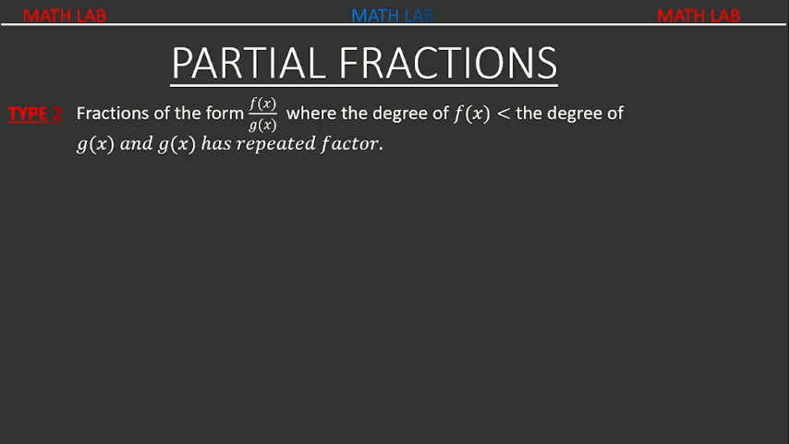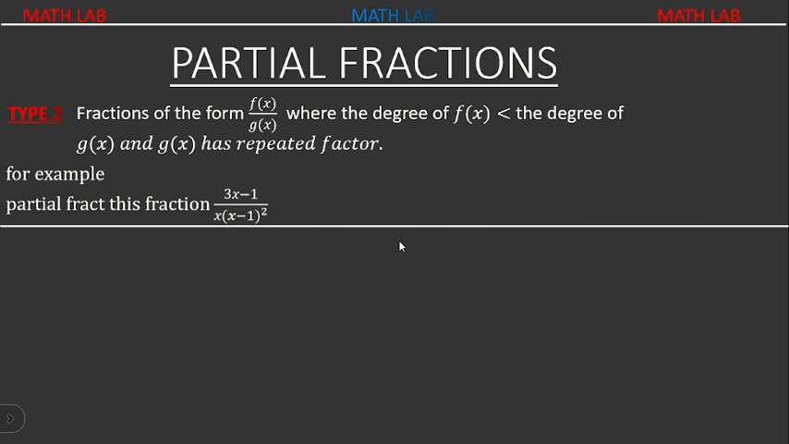Okay, and that g of x has a repeated factor. For example, let us partial fraction this: 3x minus 1 all over x into (x minus 1) all squared. So this term actually is a repeated factor. And as I was saying of degree, you can already see that the degree of the numerator is 1, and the degree of the denominator is x cubed. X squared from this expansion, and times this other x, you get x cubed. So you can already see that the degree of f of x is less than the degree of g of x. Now let us get to the solution for this.